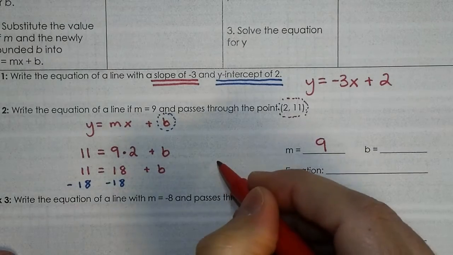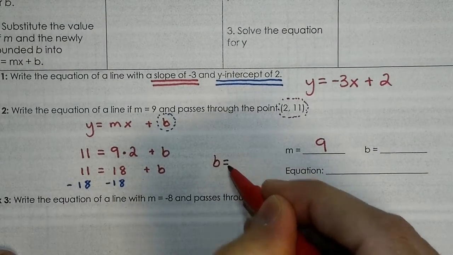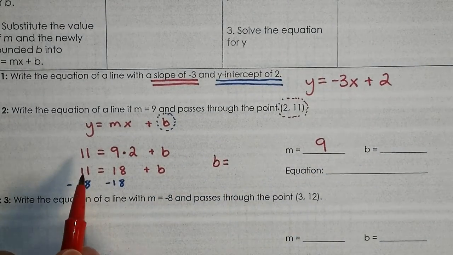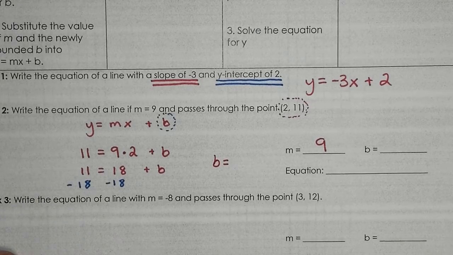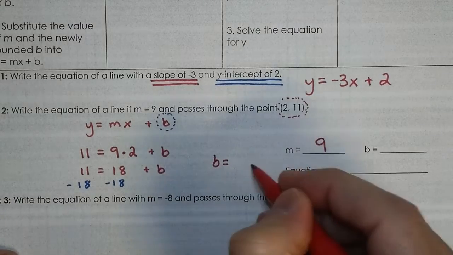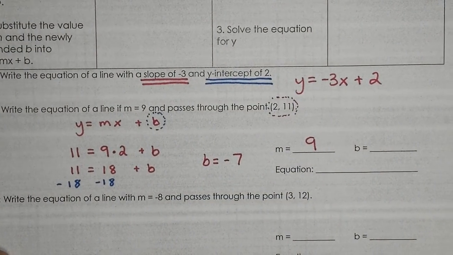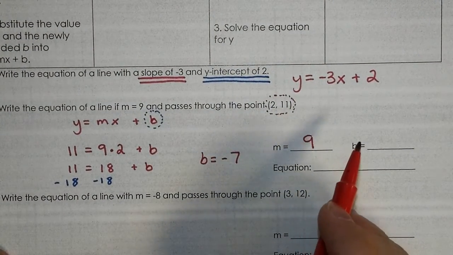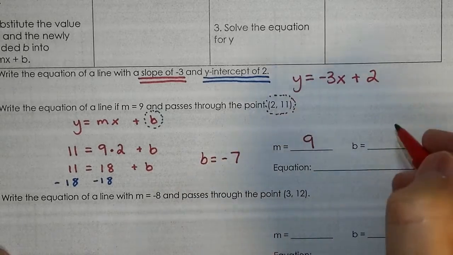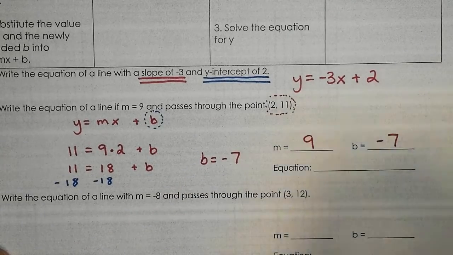And can somebody please put that into the calculator? What is 11 minus 18? Negative 7. So our b equals negative 7. So we go over here, when it says b equals, we put negative 7.